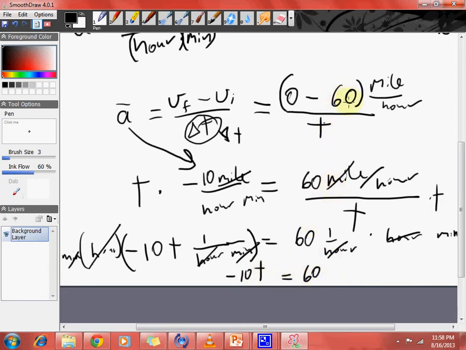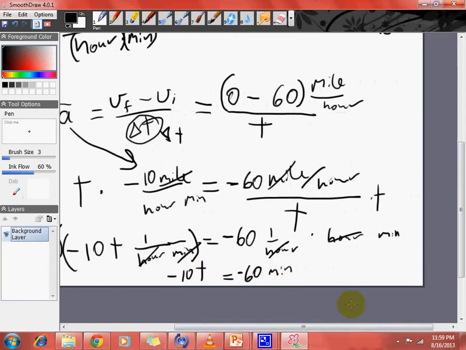Was that 60 or was it negative 60? It was negative 60. Alright, there we go. I missed that negative right there. Make sure you do not make that mistake. And we're left with minutes. And then when you divide both sides by negative 10, you will get t equals 6 minutes.